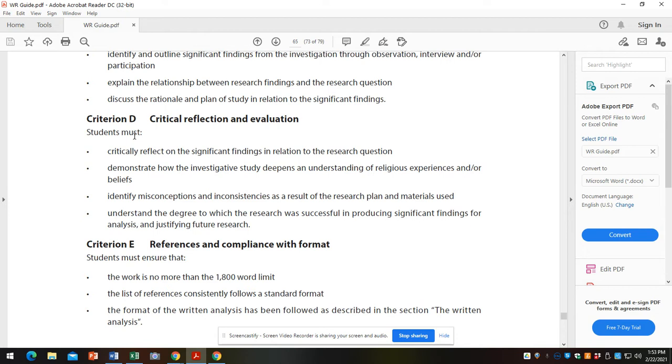access to this. Section D, it says students must critically reflect on the significant findings in relation to the research question. Demonstrate how the investigative study deepens an understanding of religious experience and/or beliefs. Remember, your IA should be focused on religious experience and/or beliefs. Identify misconceptions and inconsistencies as a result of the research plan and materials used. Understand the degree to which the research was successful in producing significant findings for analysis and justifying future research. If there's a problem with your IA, this is where you talk about it.